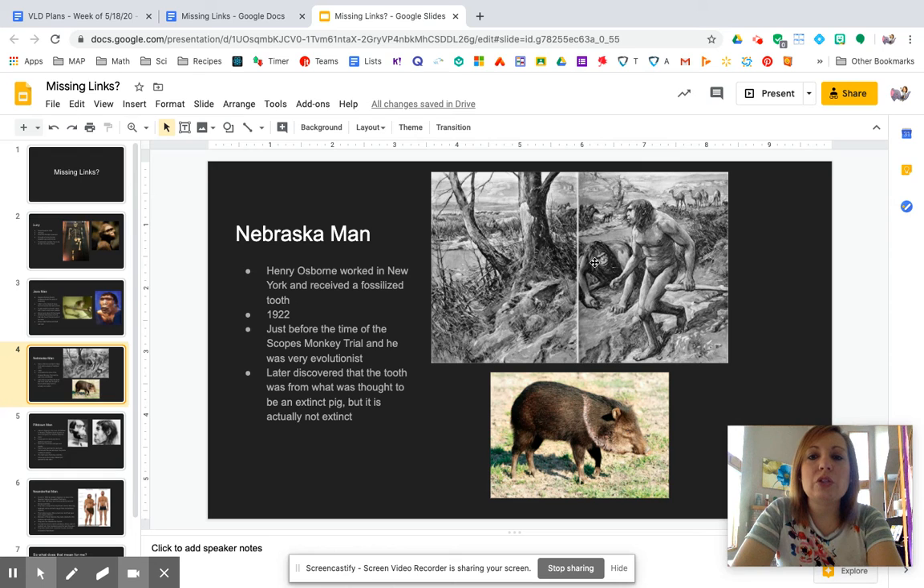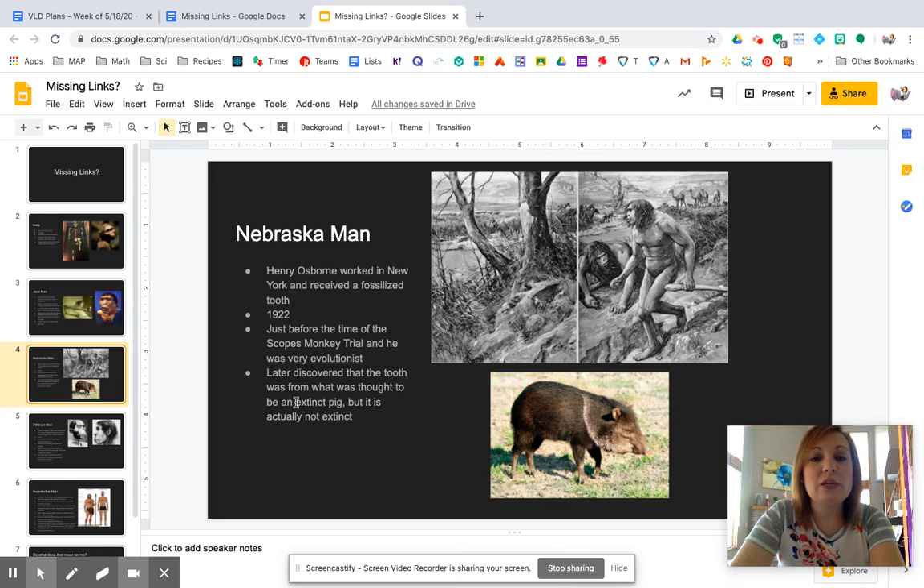Notice how they're kind of hunched over like an ape might walk and not quite upright. They look very primitive. They kind of look like some creatures that you might see in some kids' movies like Ice Age. So be careful what you watch even on TV. And it was later discovered that it was actually a pig's tooth, again, with DNA testing. So from one tooth, we made these pictures of Nebraska Man.